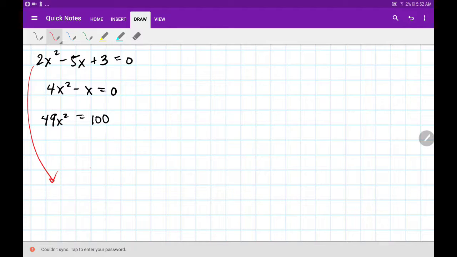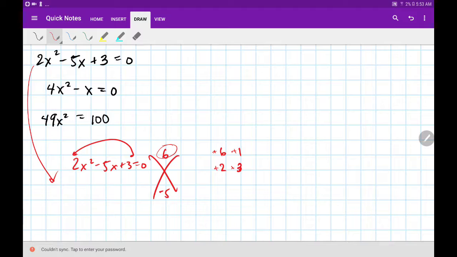So the first one, we have to use magic x. There's nothing I can factor out from 2, 5, and 3. So I'm just going to have to use magic x long way right away. I need two numbers that multiply to 6 and add to negative 5. Okay, these are my options. They need to multiply to a positive 6, so they're either both positive or both negative. All of these will work to multiply to positive 6, but they have to add up to a negative number. These add up to positive 5. These add up to positive 7. So it's one of these two.